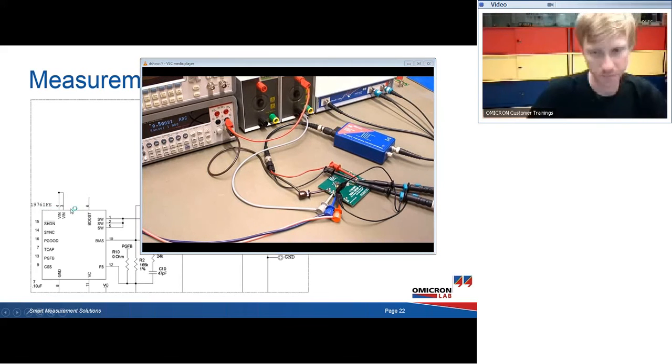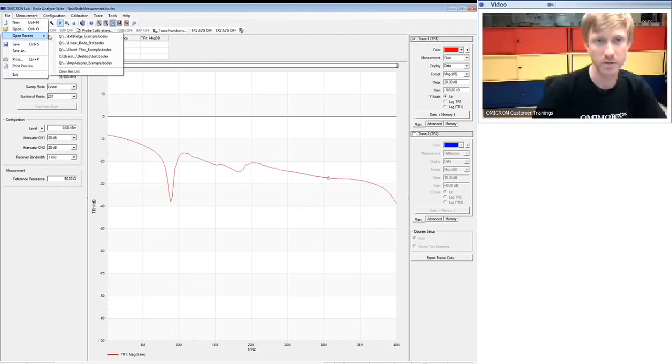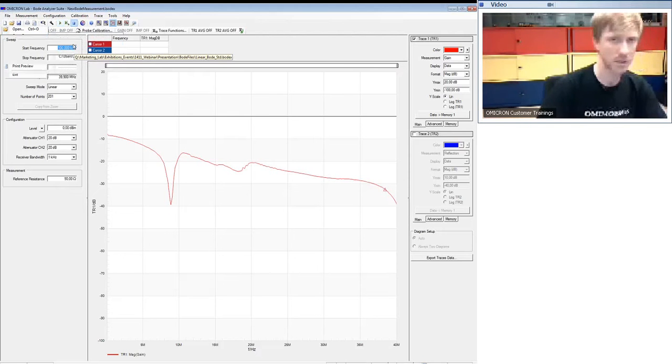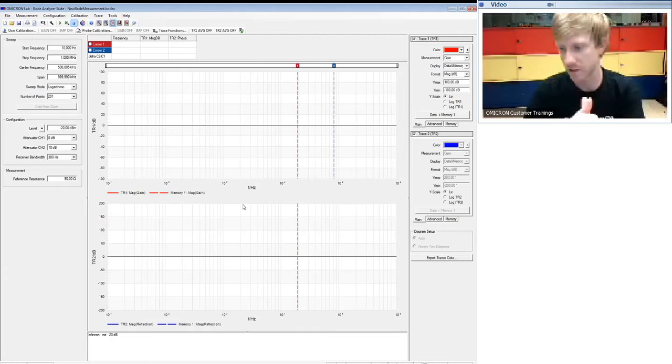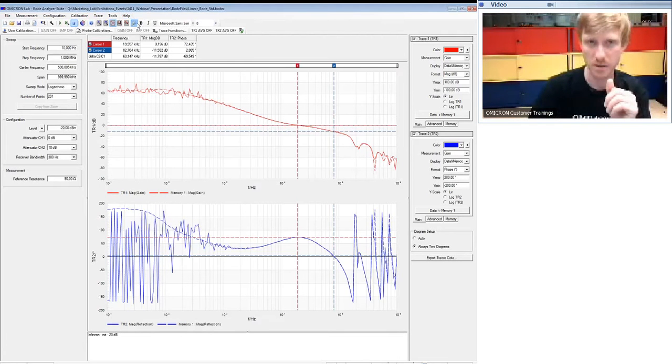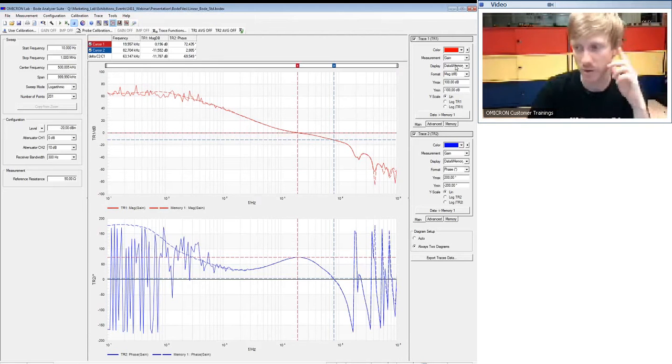And a very nice thing with the Bode 100 and the Bode Analyzer Suite is that we can load files. So I will now load the file we have already done before. That's this one, I think. Yeah, this file. And all the settings we have done in the software and all the measurements we have done before are now again loaded. So we do not need to set up everything again, but we will go through the settings such that you know what to take care of.